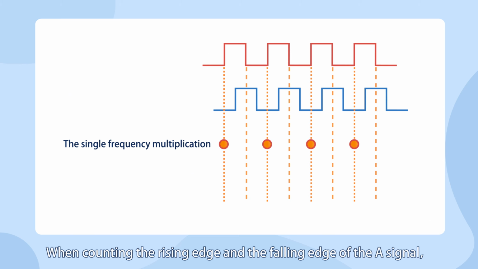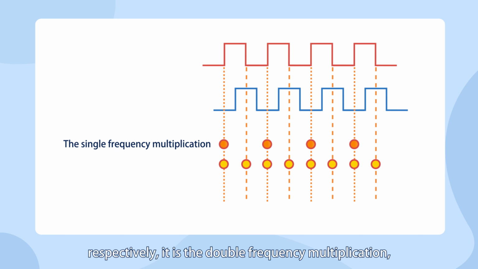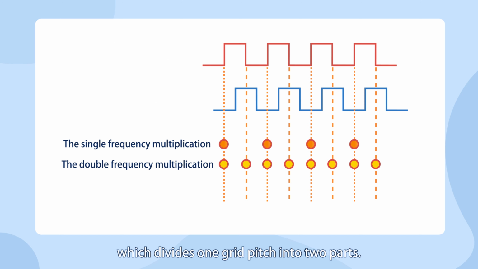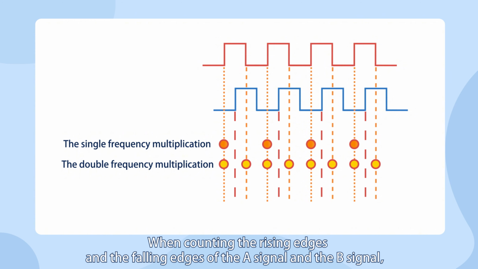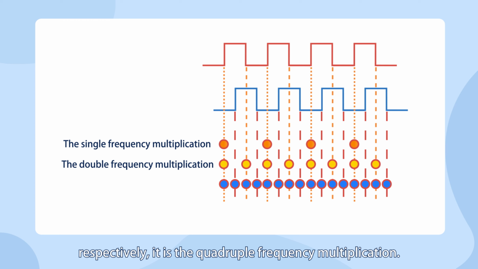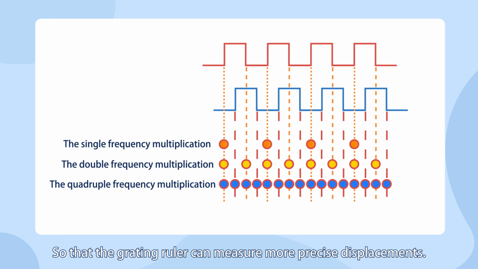When counting the rising edge and the falling edge of the A signal, respectively, it is the double frequency multiplication, which divides one grade pitch into two parts. When counting the rising edges and the falling edges of the A signal and the B signal, respectively, it is the quadruple frequency multiplication, so that the grating ruler can measure more precise displacements.